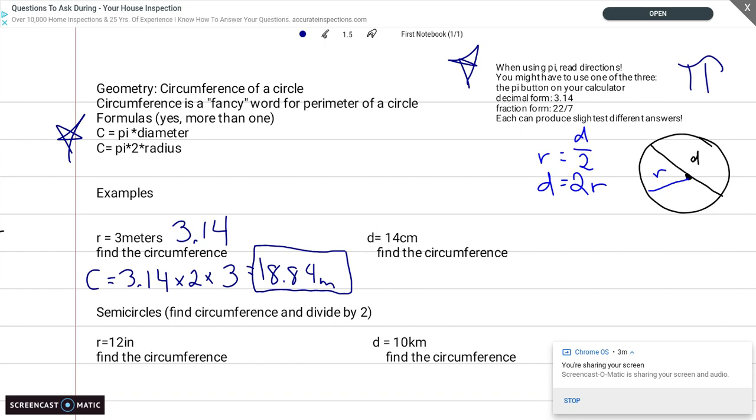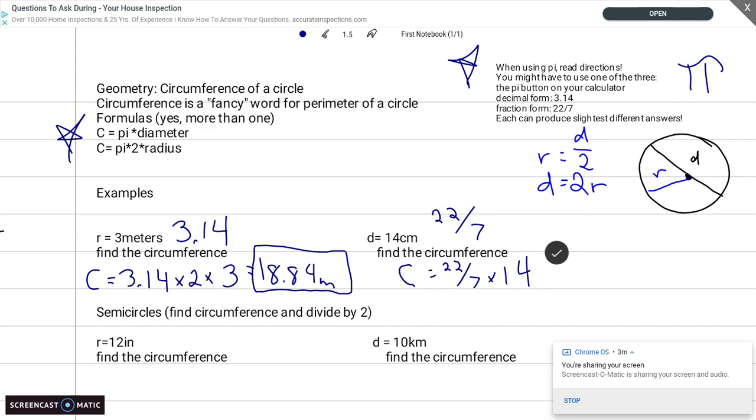Let's look at the second example. I want to use 22 over 7 as pi now. My diameter is 14 centimeters, and I want to find the circumference. I'm going to use that first formula because I'm given a diameter. So circumference equals pi, which is 22 over 7, times 14.